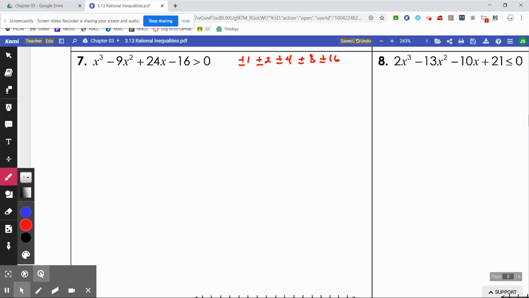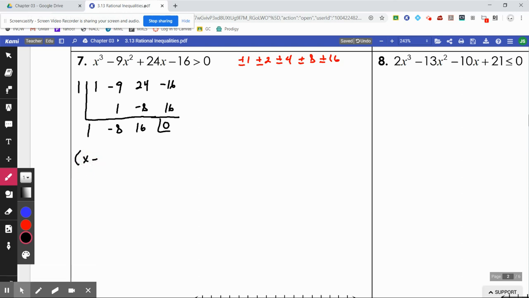And in order to factor this, we now have to find one of these that works, and then that'll break it down to a quadratic, where we can use other methods. So let's test some and see what works. Here you see your function evaluated at 1 would give you 0, so 1 would be a zero, which means x minus 1 is a factor. So let's rewrite our function as x minus 1 times x squared minus 8x plus 16 is greater than 0. So let's keep factoring: x minus 1, and then this is x minus 4 times x minus 4.